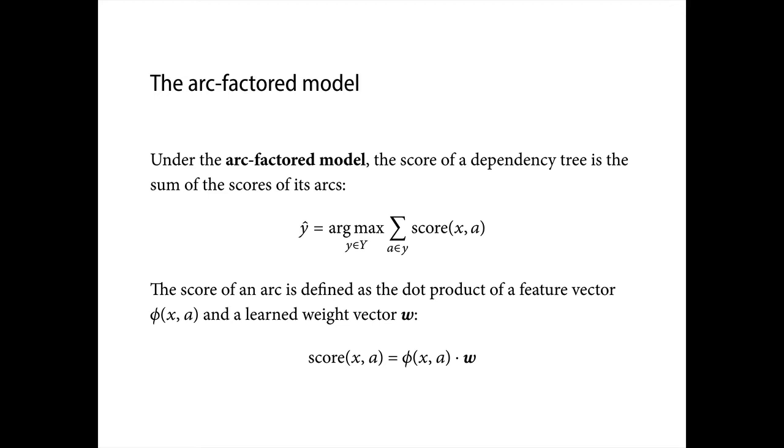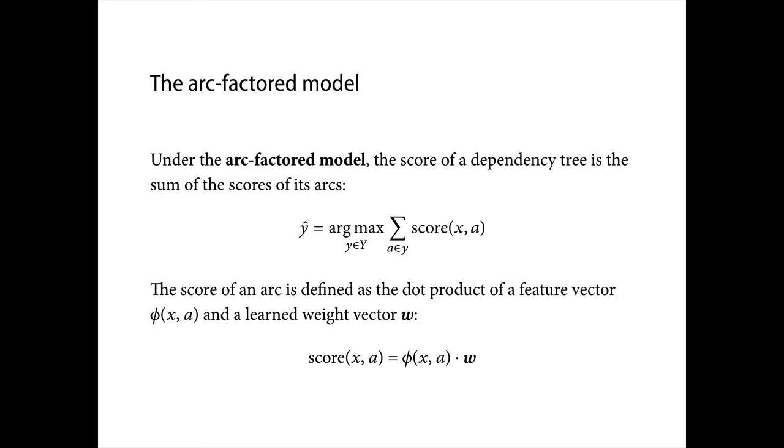So if we want to find Y hat, the highest scoring dependency tree, we can maximize over all possible candidate trees. And for each candidate tree, we simply loop over all the arcs in this tree, compute the score of each arc, and then add them together to get the score of the complete tree.